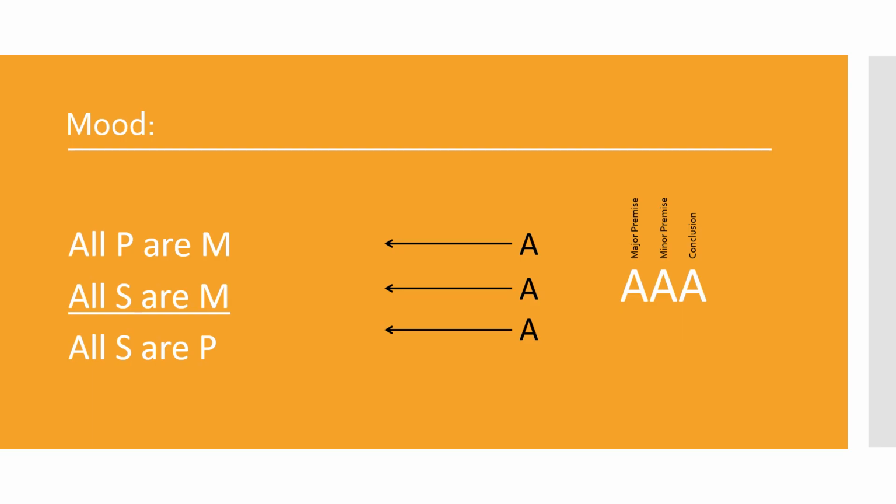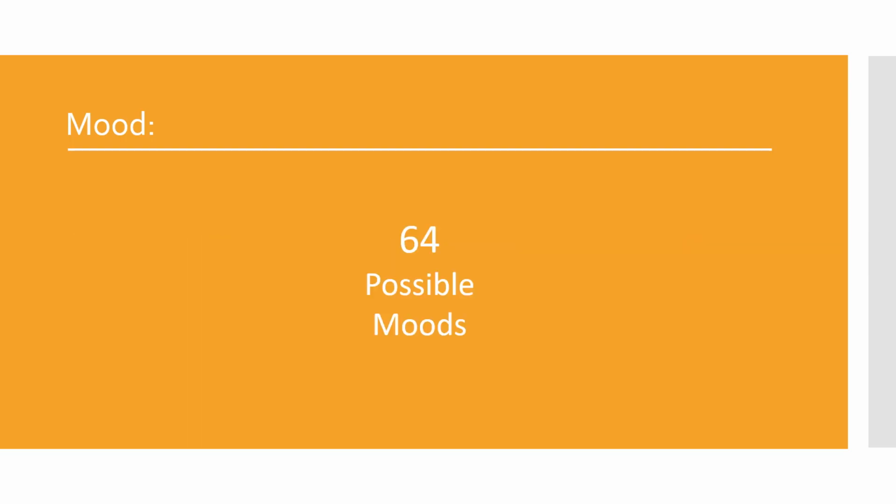So notice the AAA is listing in order major premise, minor premise, and conclusion. That is the mood of this particular argument. Now there are 64 possible moods if you stop and think about how this could work. I could have, for example, AAA, AAE, AEI, AEO, and so on, and I could just keep going and there'd be 64 possible variations on this theme.